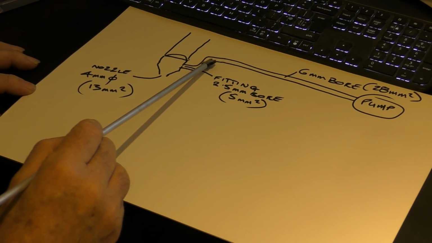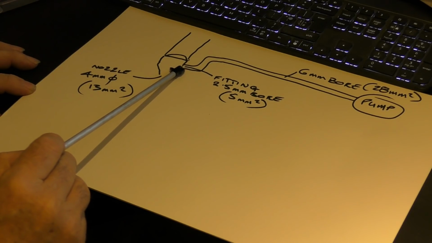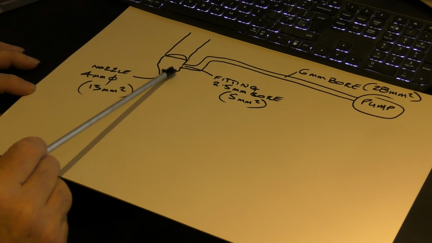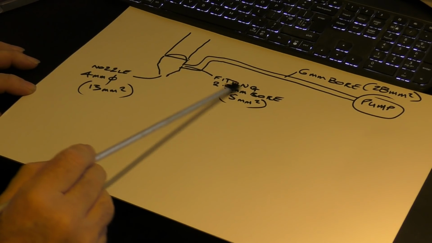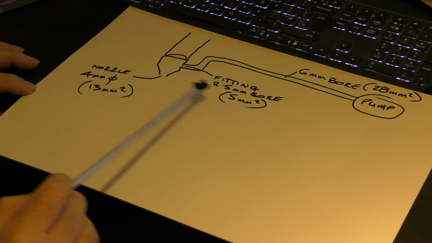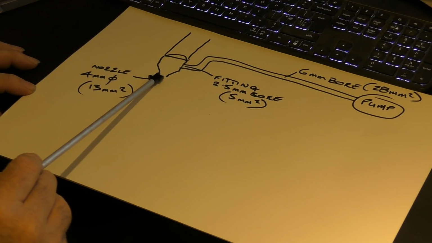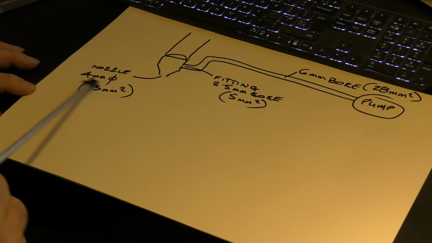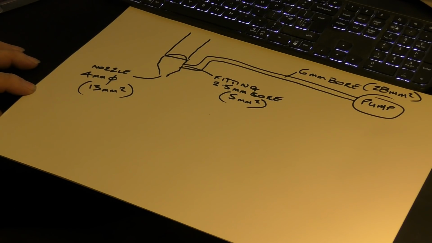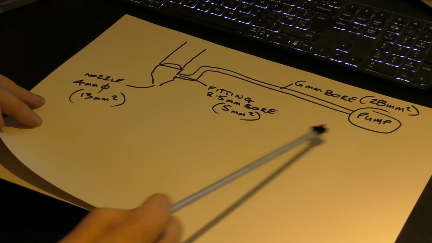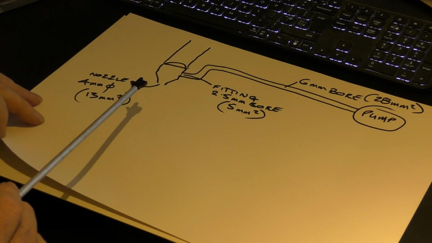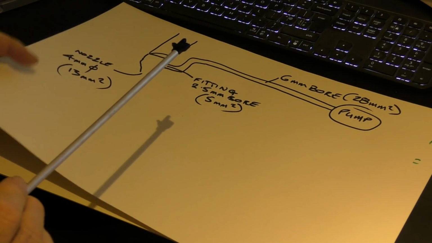Now, it was feeding into a fitting which was in the nozzle, which was only 2.5mm bore. And then the outlet of my nozzle at that stage was a big 4mm orifice, 13 square millimeters. Now we'll add a bit more detail to this picture to explain what my real problem turned out to be.